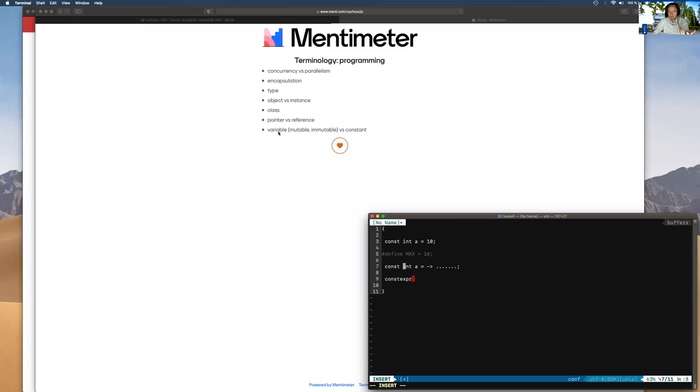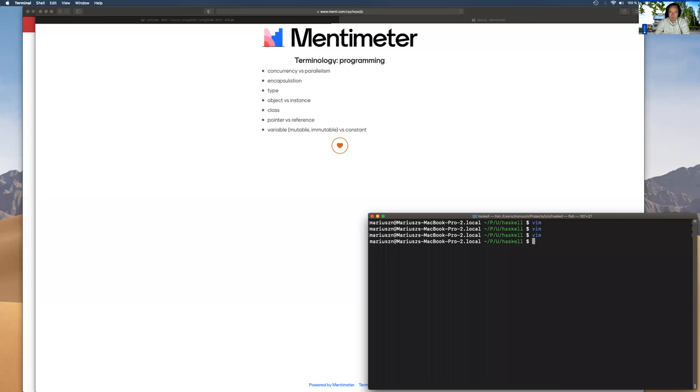So variables are more runtime things, constants are compile time things. In dynamic languages, in languages where you don't have the compilation step, usually there is no distinction. But when you have a compiler, we do distinguish between all those three things. All right.